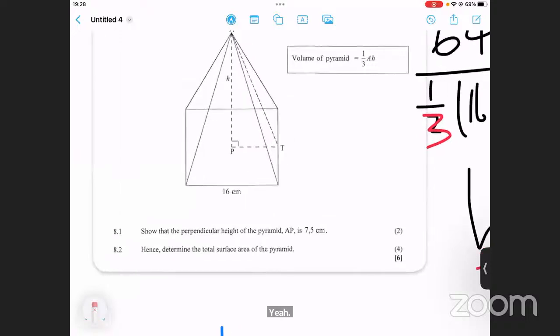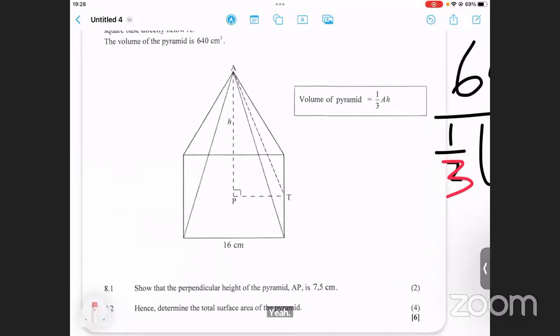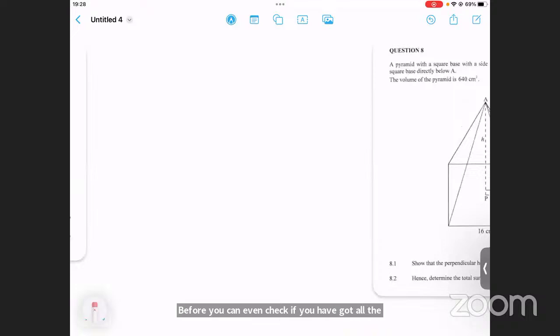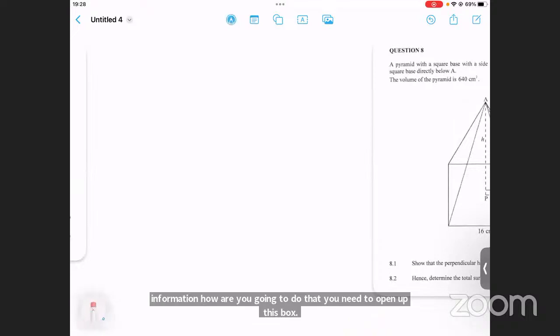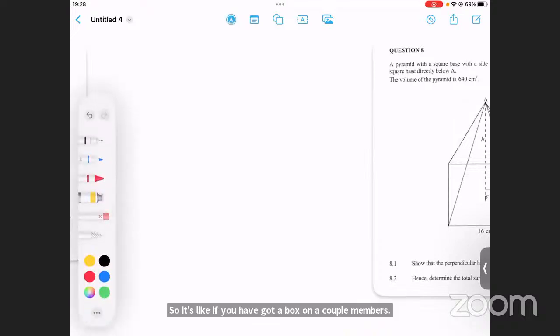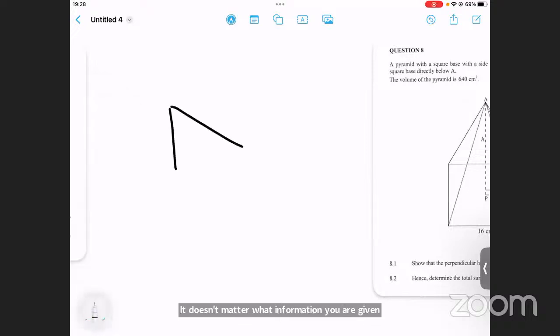8.2: hence determine the total surface area. Before you can even check if you've got all the information, how are you going to do that? You need to open up this box. So it's like if you've got a box, honorable members, it doesn't matter what information you are given. Do you know how you are going to work it out?